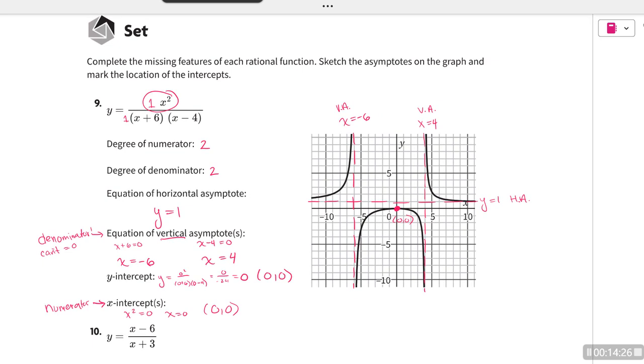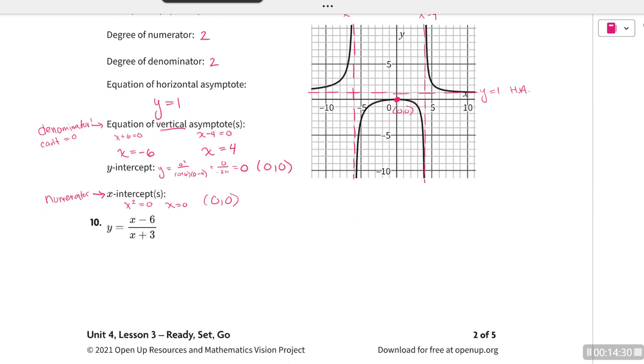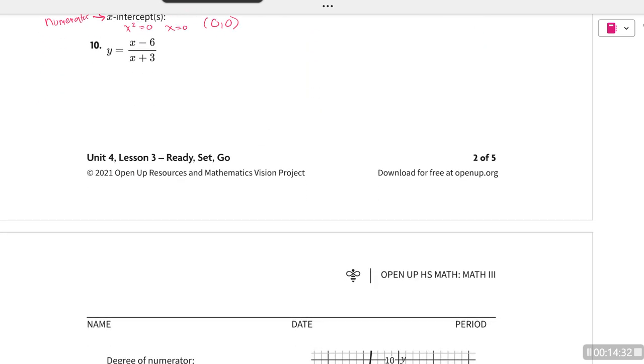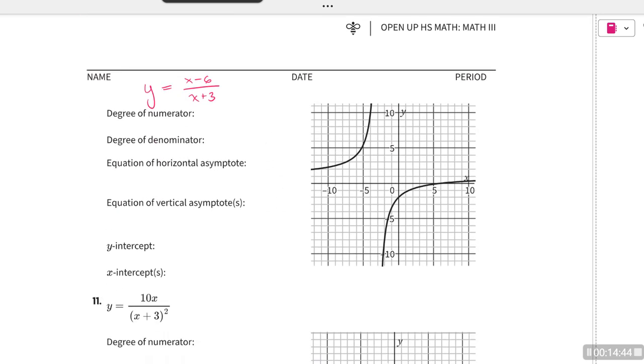So there's question 9. Question 10. So, question 10 I'm going to rewrite down here. y equals x minus 6 over x plus 3, since the equation and the space for it are on different pages. Alright, so let's go to question 10.